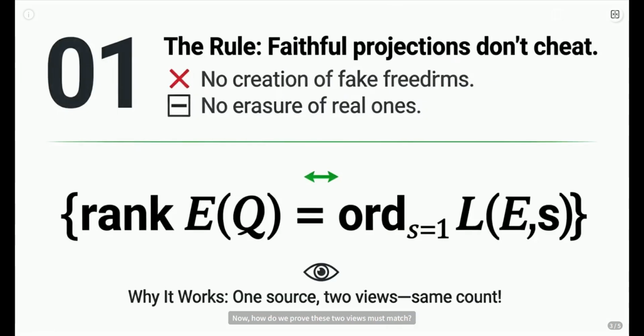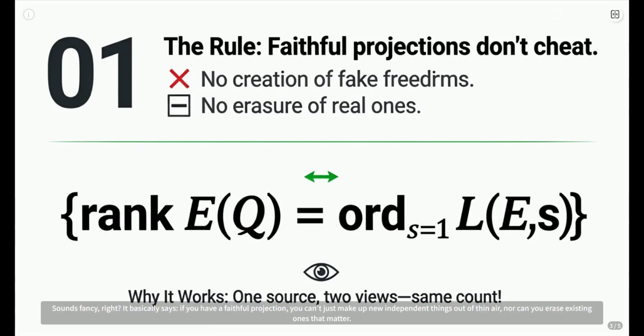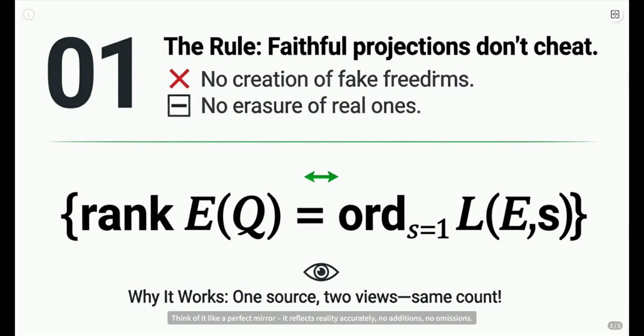Now, how do we prove these two views must match? Enter the co-source projection, non-creation, non-erasure theorem. Sounds fancy, right? It basically says, if you have a faithful projection, you can't just make up new independent things out of thin air, nor can you erase existing ones that matter. Think of it like a perfect mirror. It reflects reality accurately, no additions, no omissions.